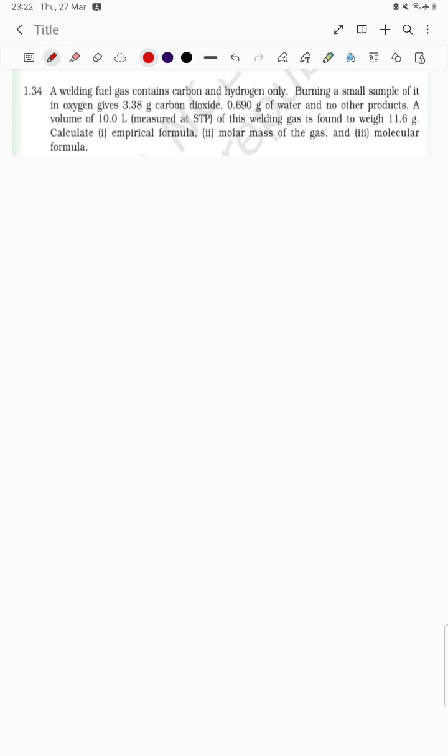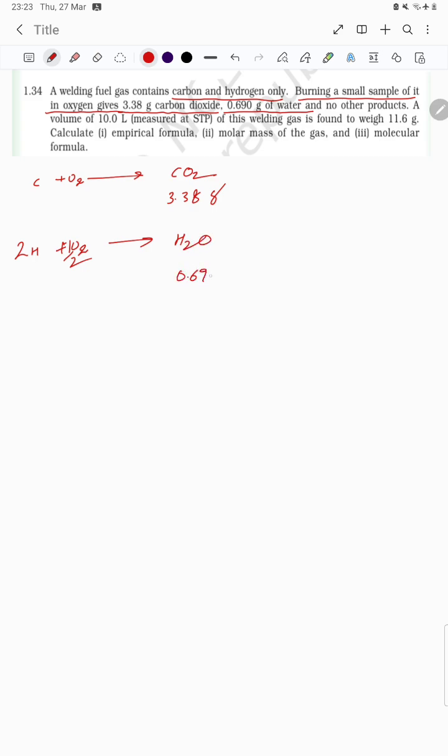A welding fuel gas contains carbon and hydrogen only. So the elements carbon and hydrogen are there. Burning a small sample of it in oxygen gives 3.38 gram carbon dioxide. So when burning in oxygen, it will give CO2, and they are giving 3.38 gram, and 0.690 gram water, H2O, and no other product formed.